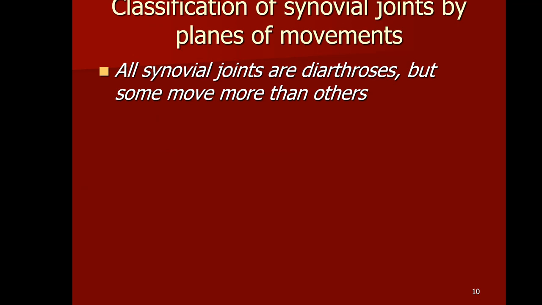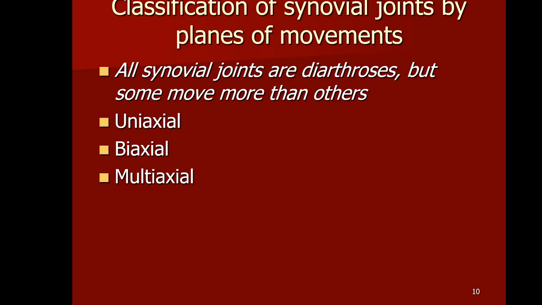All right, so now we're going to focus on movement. Movements of synovial joints can be classified by how many planes of movement they move in. So all synovial joints are actually classified as diarthroses, which means they're freely movable. But some obviously move more than others. So if a joint just moves around in one plane, around one axis, like let's take the elbow joint, for example, all you can do is flex and extend that. That's uniaxial, so it moves on one axis. If you take another joint that can move in two different planes or around two different axes, that's called biaxial.